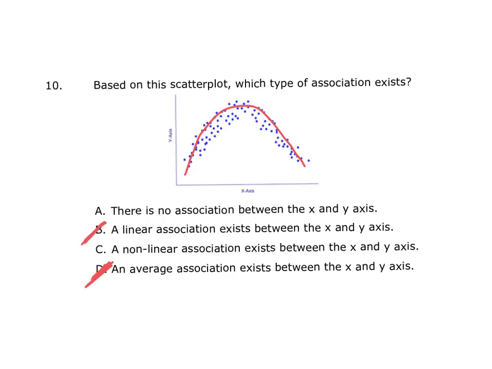There's a curve. No association, remember, that looks like this. Just all over the place, random. That's no association. This has a pattern. It has some kind of association. It's just not linear. So your answer is C.